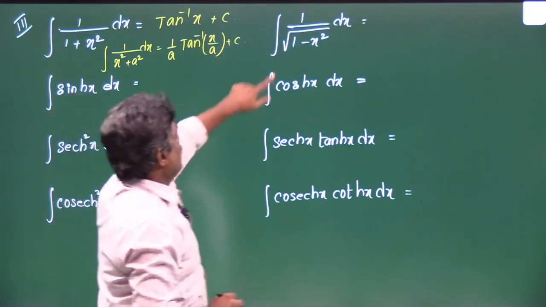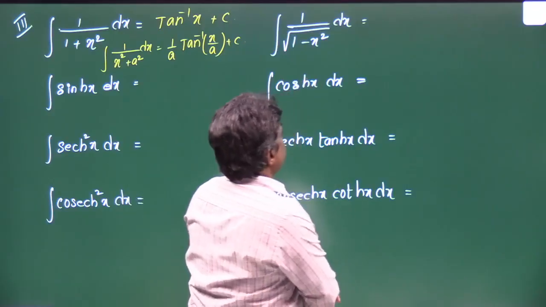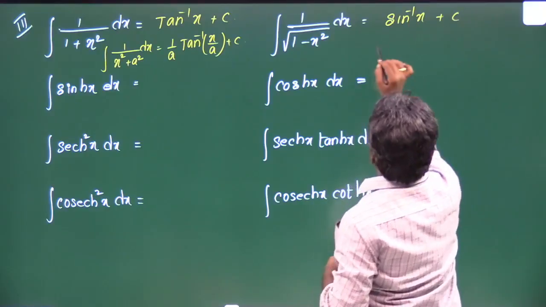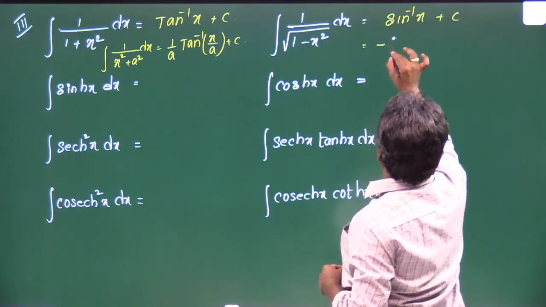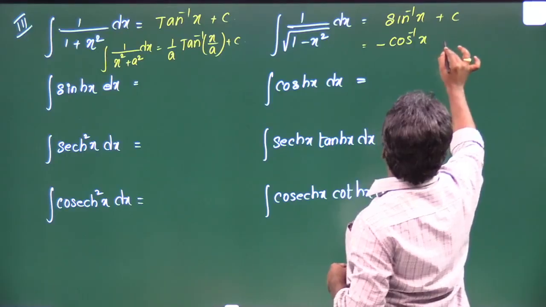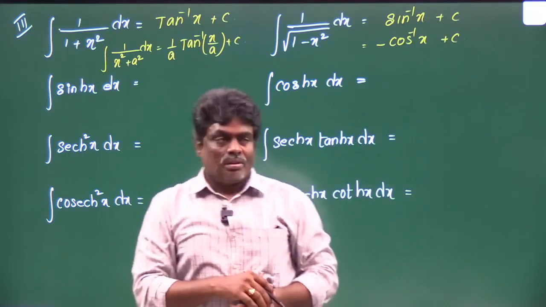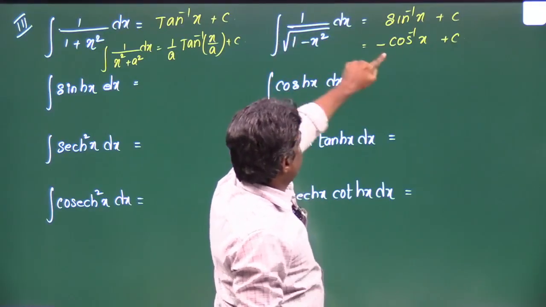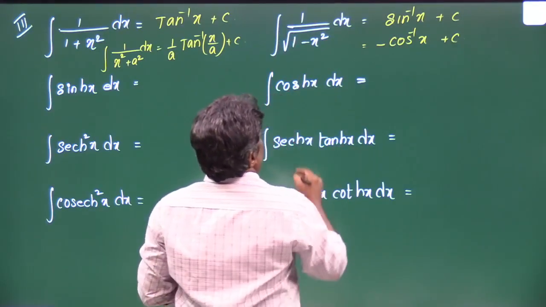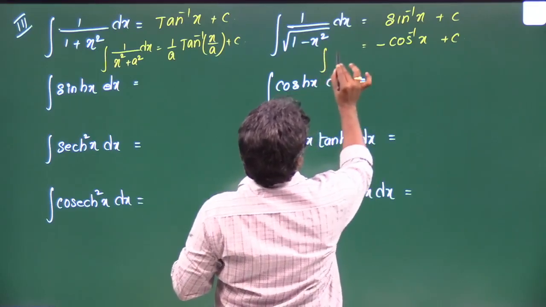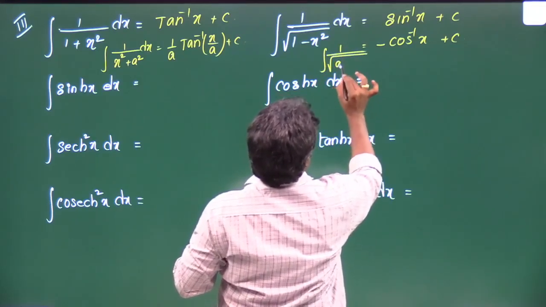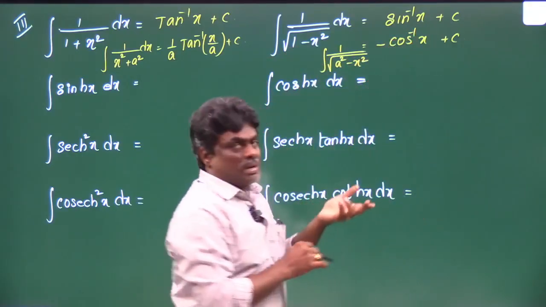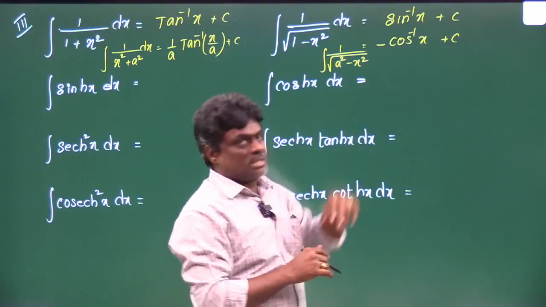Okay, and the next one. Here, integral 1 by under root 1 minus x square dx. Here this is sine inverse x plus c. But we have one more answer here, minus cos inverse x plus c is also possible. Sometimes they will write this minus here. If you have plus, take sine inverse. If you have minus, you can take cos inverse x. For example, if you have integral 1 over under root a square minus x square, with a square here, it is sine inverse x by a or, of course, minus cos inverse x by a.